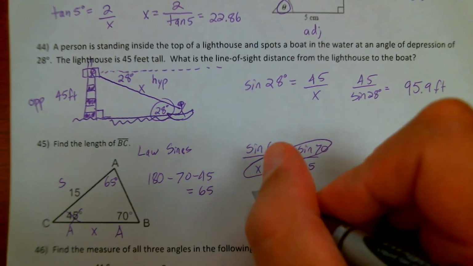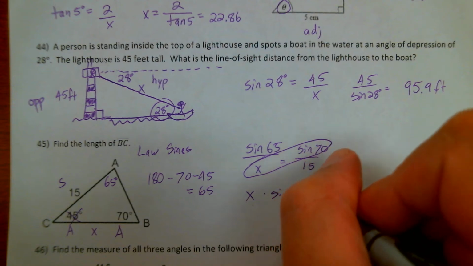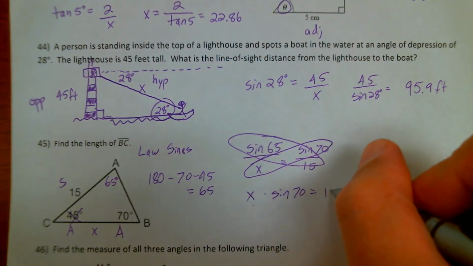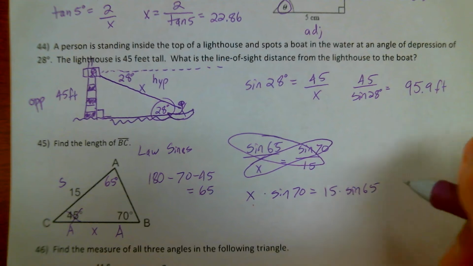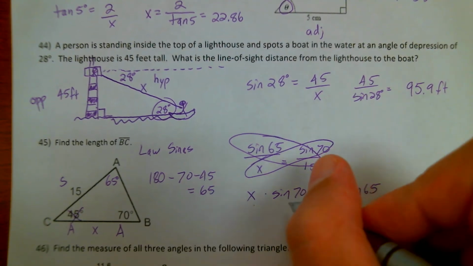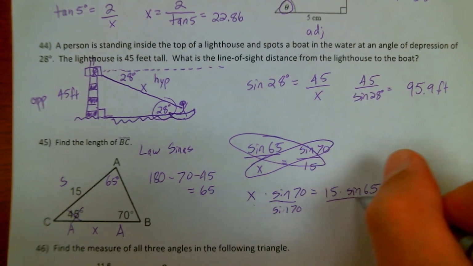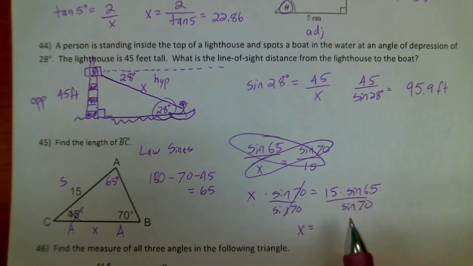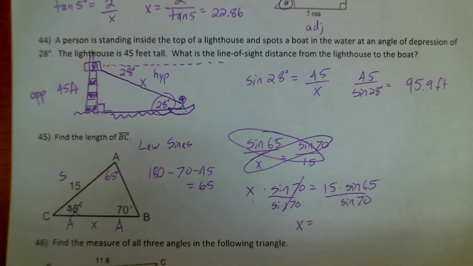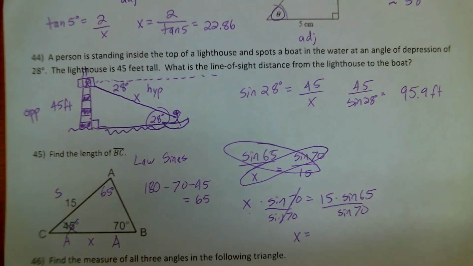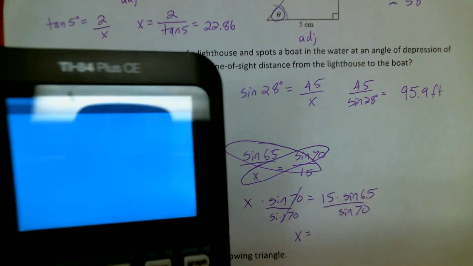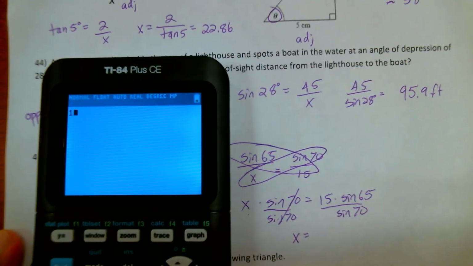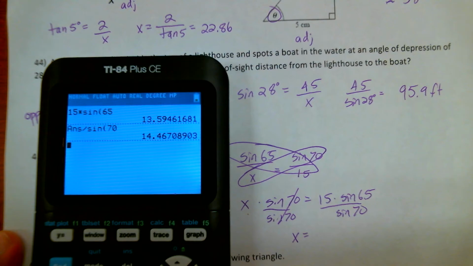I can cross multiply. X times the sine of 70 equals 15 times the sine of 65. I need to get X by itself, so let's divide both sides by the sine of 70. Okay, those will cancel. And I get X is equal to, now here, once again, I told you guys in class, there's a lot of stuff going on here. I would probably do this in 2 different steps. So I would do 15 times the sine of 65. Go ahead and get a number, and then press divided by the sine of 70 and get a number.